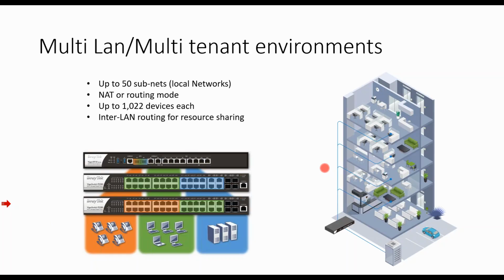Using the subnet feature, you can have up to 50 different secure networks all connecting to the 3910. It can operate in NAT or routing mode. You can have up to 1,022 devices on each sub-network, so massive capability there. And you've got inter-LAN routing for resource sharing, so that, I don't know, there could be a printer or a server or some central resource that wants to be used by all these different discrete networks.